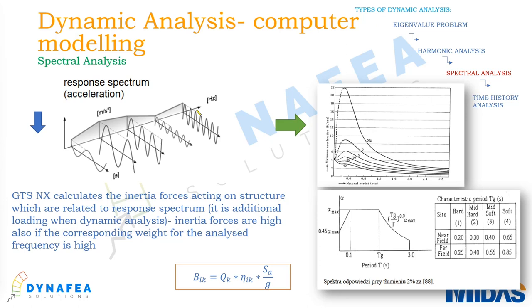And then the program automatically will calculate the additional inertia forces, which should be put into our calculation combinations. The inertia forces depend on the response spectrum, of course, but also on the weight that vibrates in the corresponding natural mode and with a corresponding frequency, right? It's quite complicated and hard to explain in a few words. We don't have much time here, but you can just read the manual of the GTSNX and it's explained there in a more detailed way. And here is the exemplary response spectrum. As we can see, there is an amplitude here on Y and the period here on the X axis.